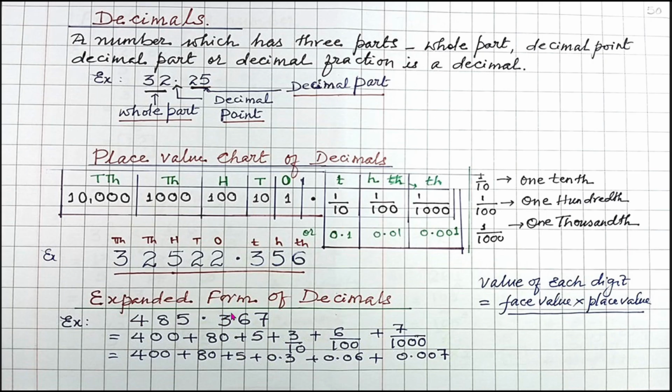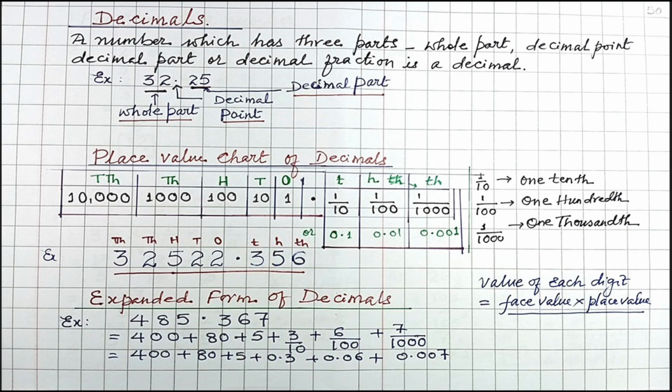To get the expanded form, each digit's face value is multiplied by its place value. The place value here is 1, and the face value is 5. Remember that 5 into 1 is 5. 8 is the digit in the tens place, therefore 8 into 10 is 80, and 4 is in the hundreds place, therefore 4 into 100 is 400, and that is how we write the expanded form of decimals.